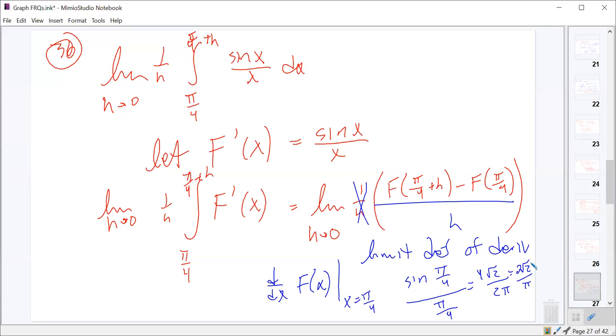That's a messy one, using the fundamental theorem of calculus and the limit definition of the derivative. I would be very surprised if you had to do something like that on the AP test. Does that make sense, though? Yeah, thank you. Sorry, it's a kind of convoluted answer there.